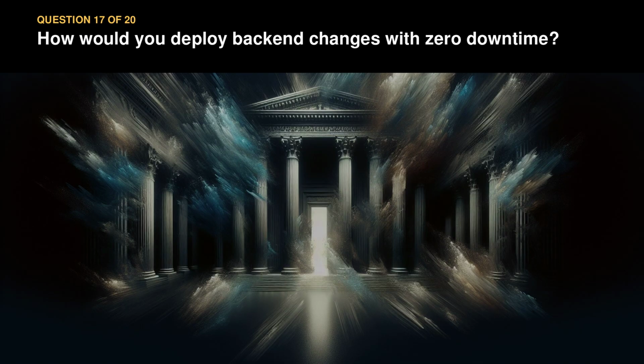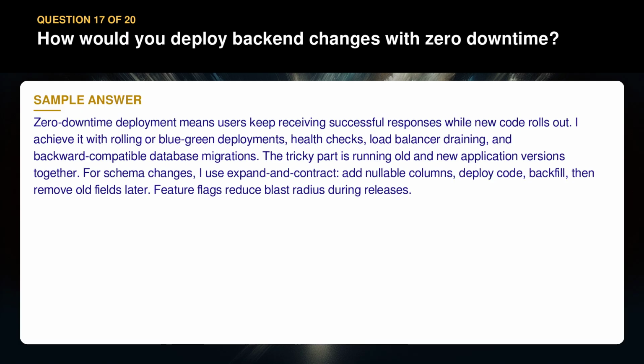Question 17. How would you deploy backend changes with zero downtime? Zero downtime deployment means users keep receiving successful responses while new code rolls out. I achieve it with rolling or blue-green deployments, health checks, load balancer draining, and backward-compatible database migrations. The tricky part is running old and new application versions together.